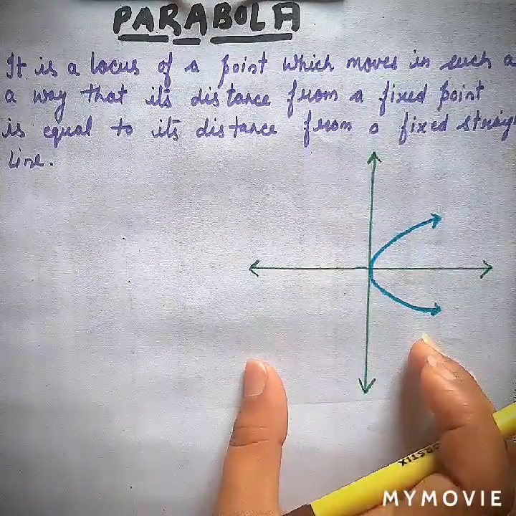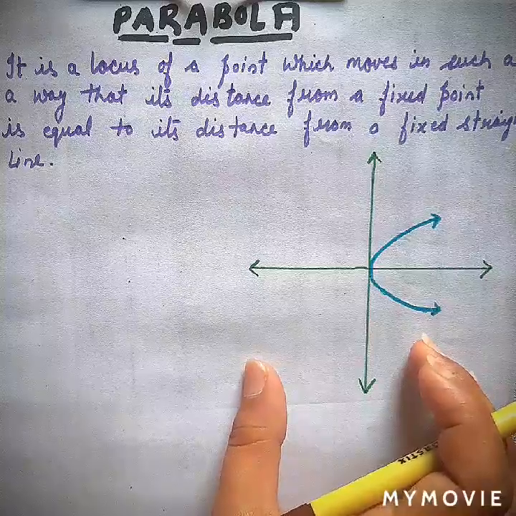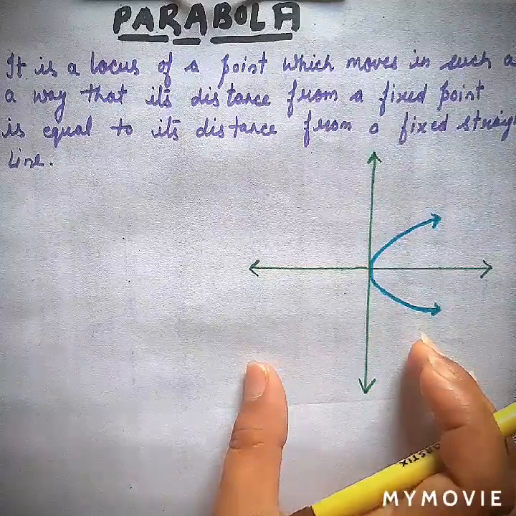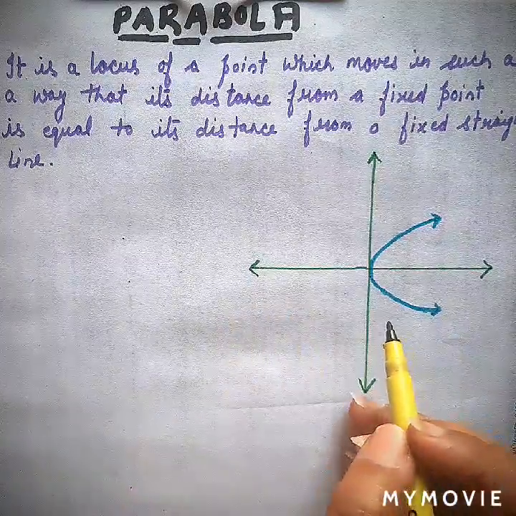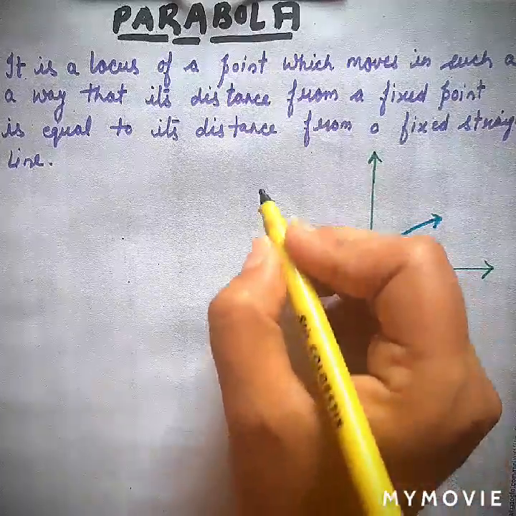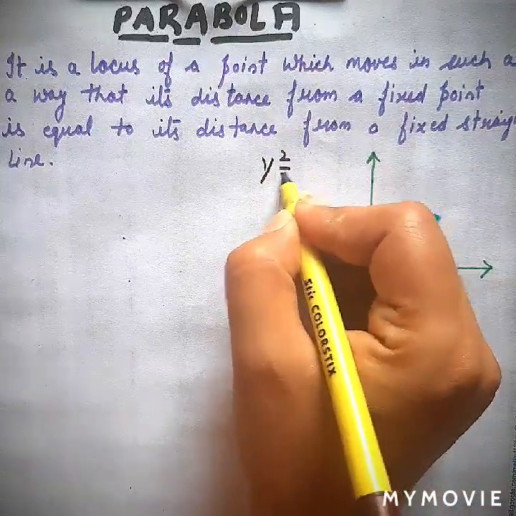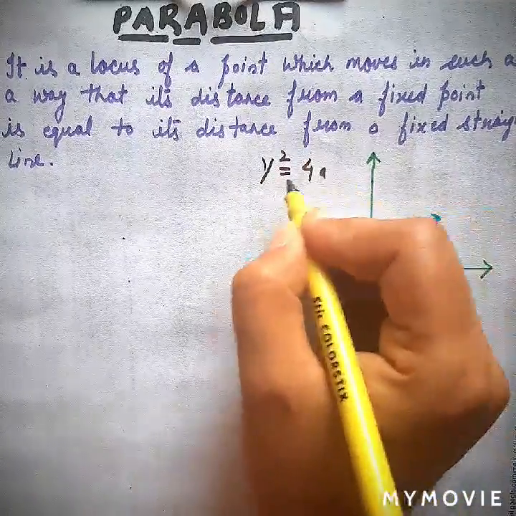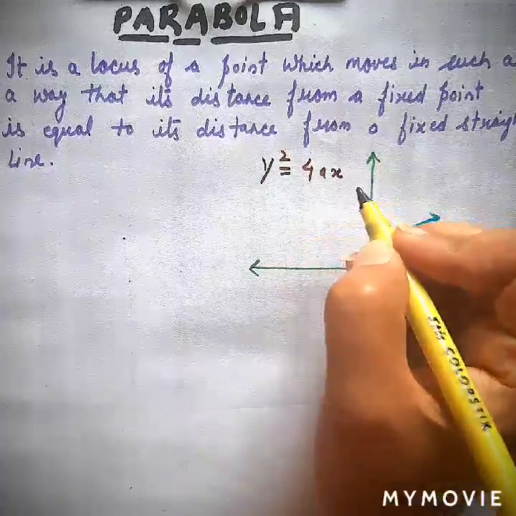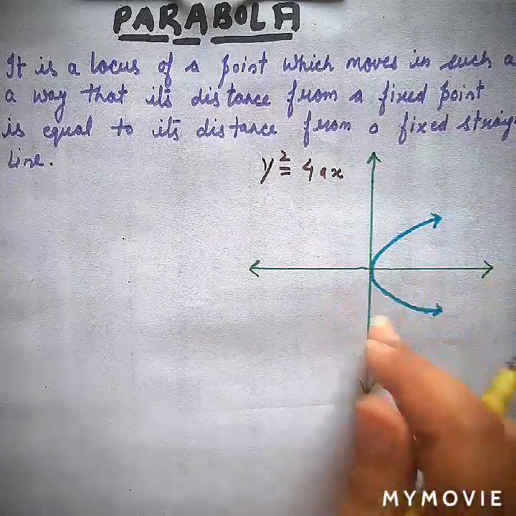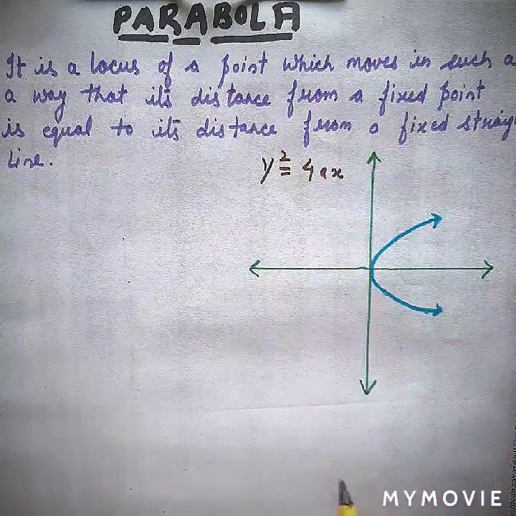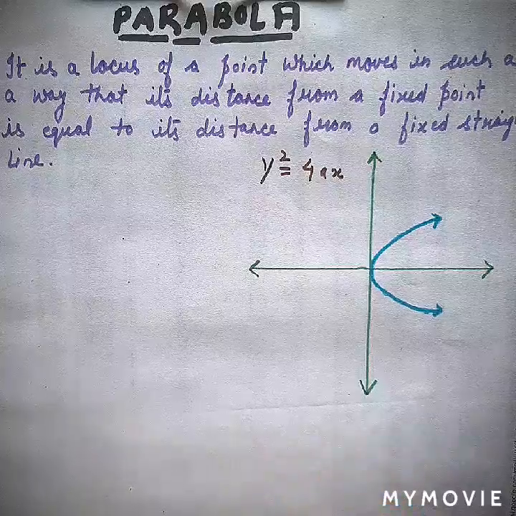This is a right-handed parabola. We have four types of parabola that I will explain further, but here we will focus on a right-handed parabola, and the equation of this parabola is y square is equal to 4ax. Fine. In order to give the definition of this parabola, I would like to focus on the definition of a circle.